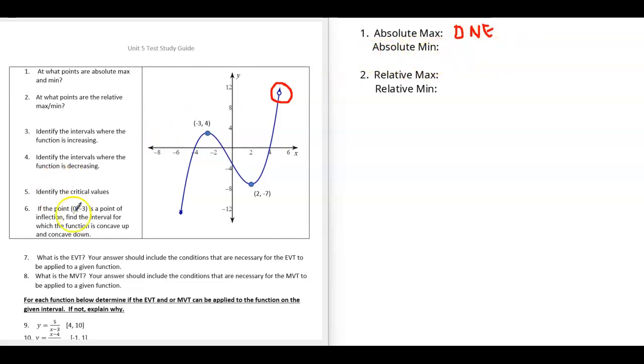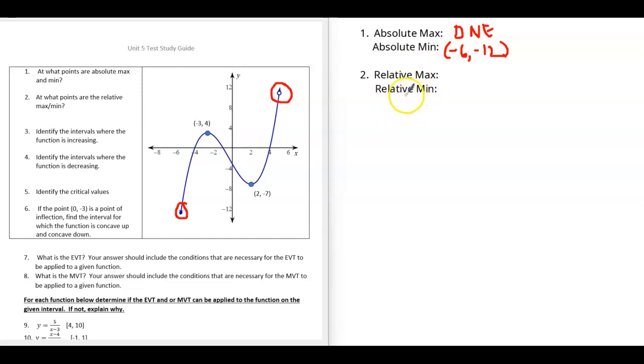Absolute min is the lowest point on the graph, which to me looks like it would be right here. And we're just going to do our best to estimate the value of this point. It looks like the x value is -6 and the y value is about -12. Okay. So absolute maxes and mins are the highest and lowest y values on the graph.